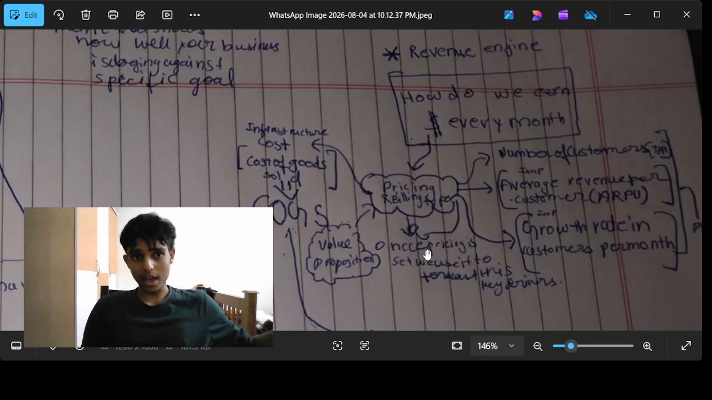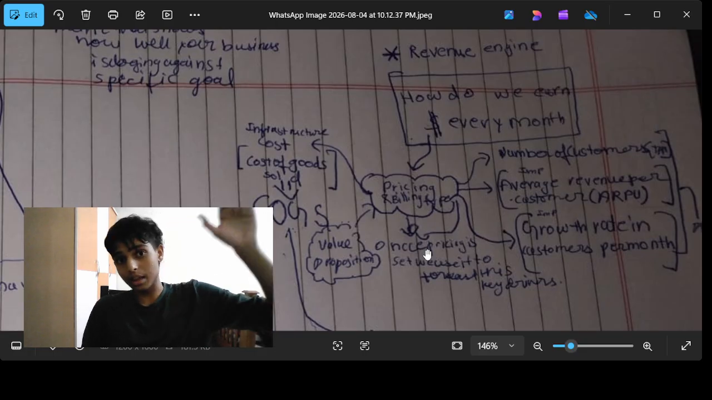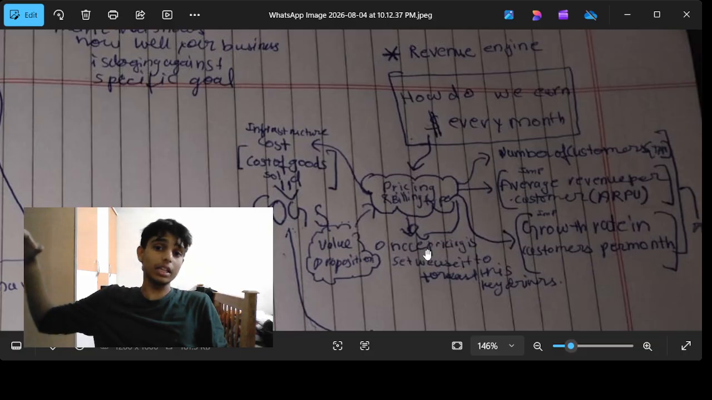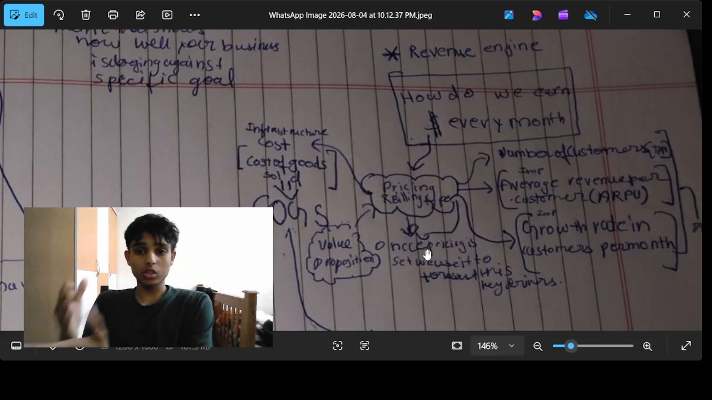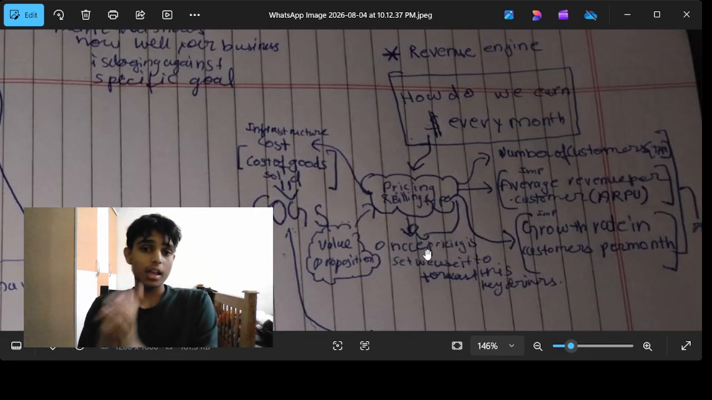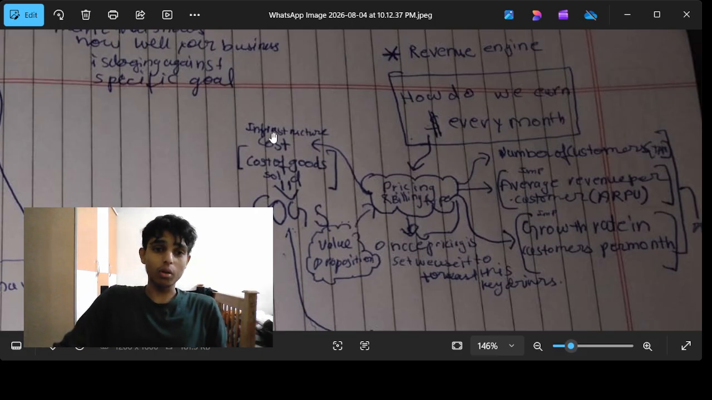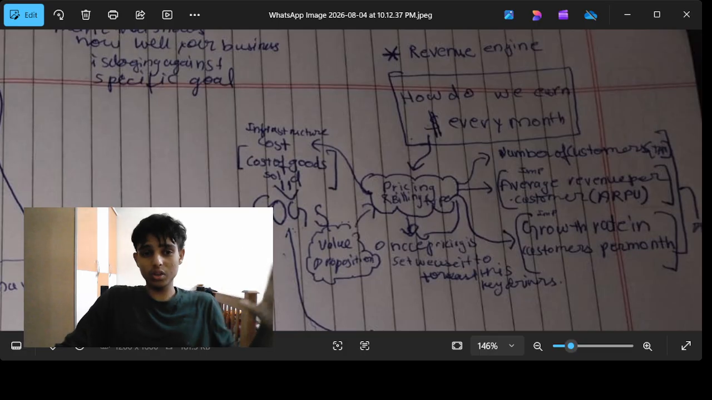If I have 12 customers in month one, then it can become 18, it can become 30, and that's the growth rate in customers per month. Now you have noticed: infrastructure cost in financial terms is COGS, which is cost of goods sold.